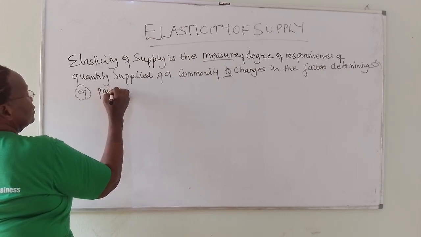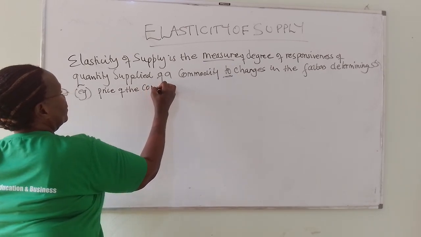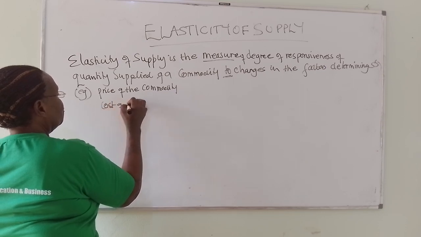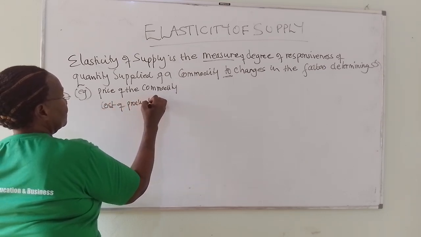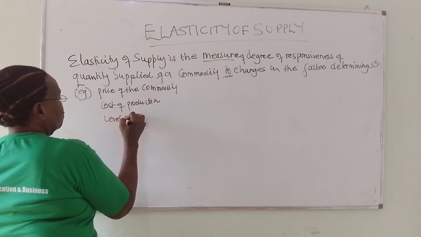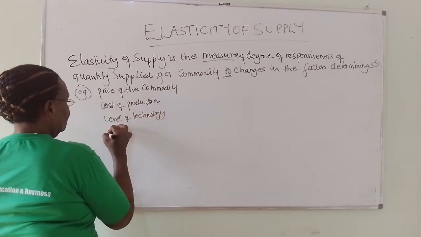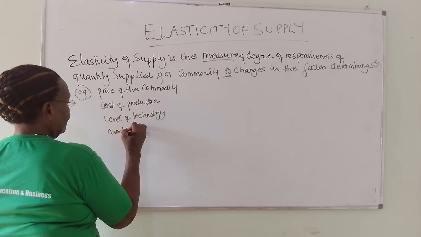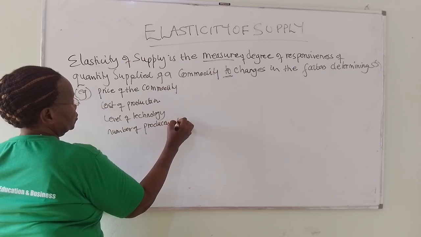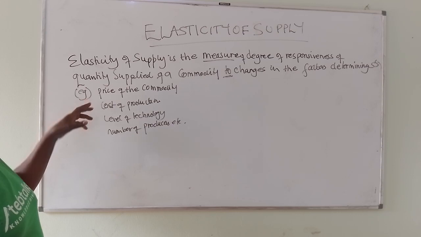price of the commodity, cost of production, then level of technology. We also have number of producers, etc. There were many, but for accounting purposes, we have just listed 3.